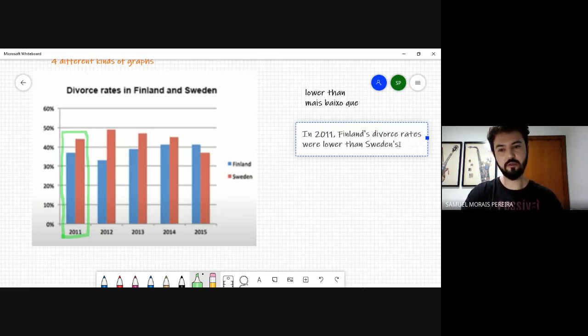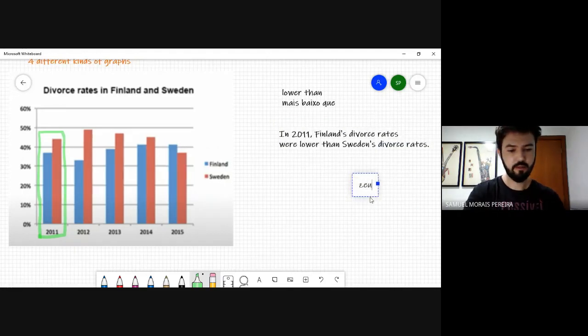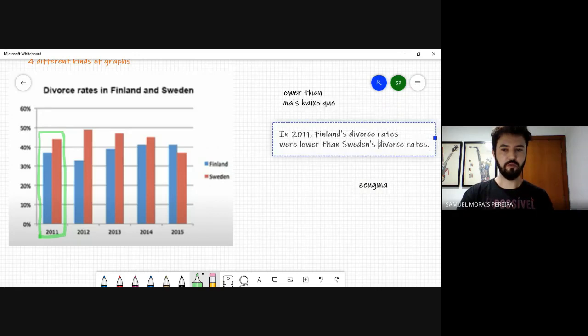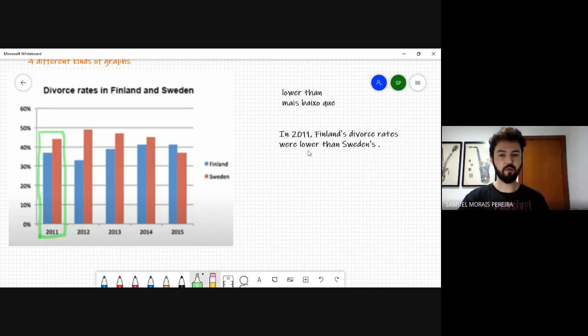Aí aqui fica implícito que eu estou falando das divorce rates. Eu poderia escrever, ó, divorce rates. Mas para evitar repetição, em inglês a gente pode fazer o que a gente chama de zeugma, tá? Ó, zeugma. Zeugma é quando eu omito o que já apareceu antes, tá bom? Então, ó, já apareceu escrito aqui, o que eu faço? I can remove this information from here, ok? Fazendo um zeugma daquela informação, ou seja, deixando ela implícita, tá bom? So, in 2011, Finland's divorce rates were lower than Sweden's. Can you see? Lower than Sweden's.